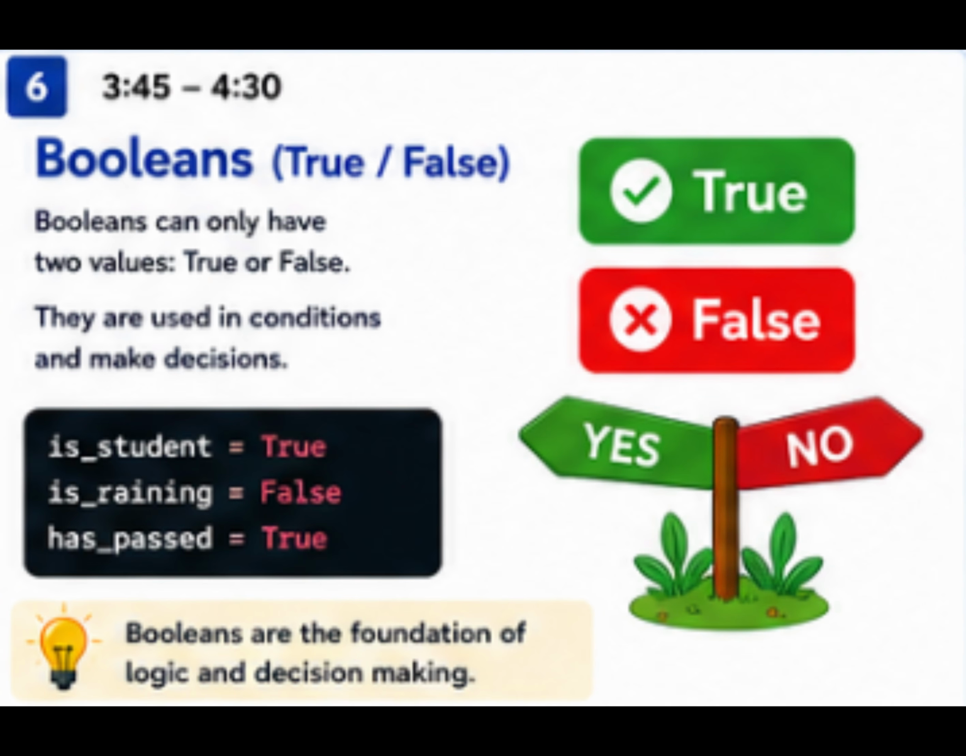Booleans are unique because they can only have two possible values, true or false. Think of a light switch. It is either on or off. Booleans help programs make decisions. For example, a website might check whether a user is logged in, or a game might check whether a player has completed a level. Although there are only two possible values, Booleans are one of the most powerful tools in programming because they control how programs respond to different situations.